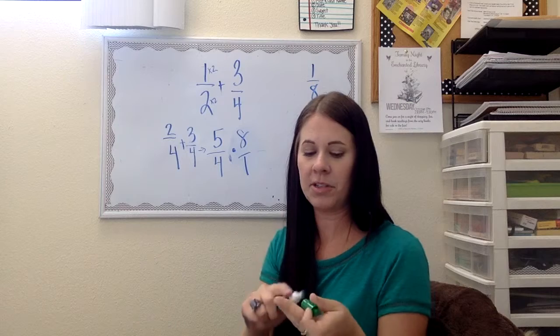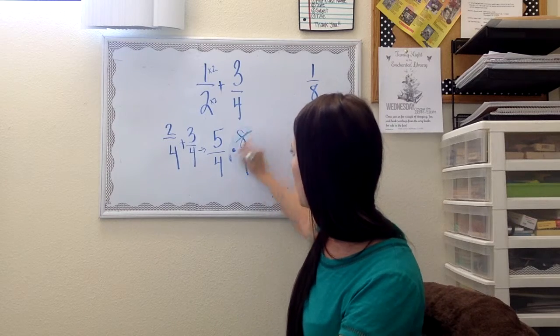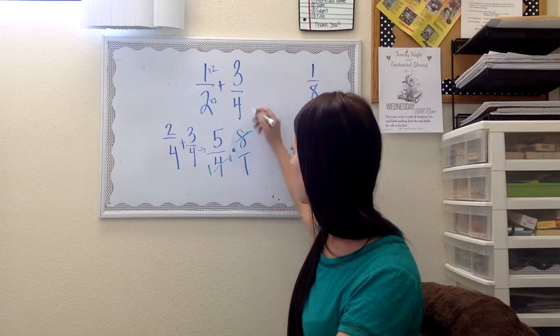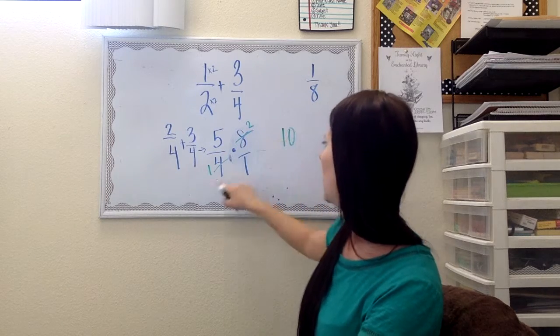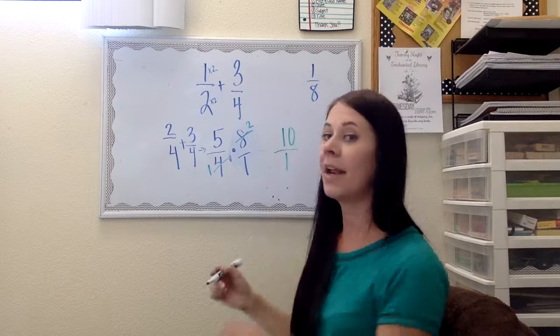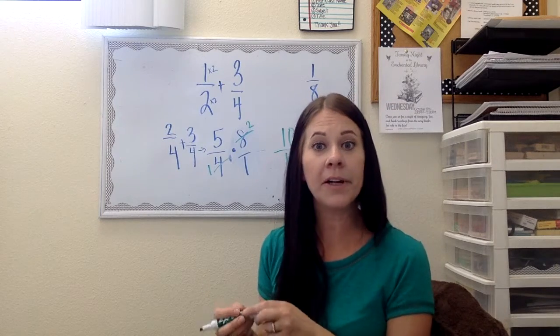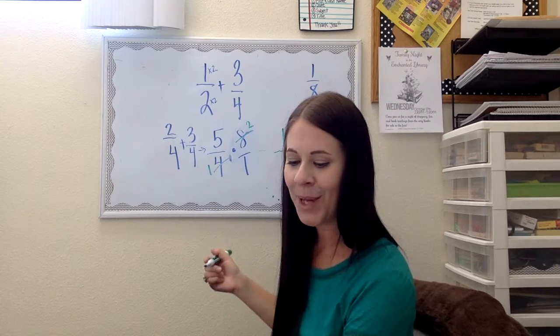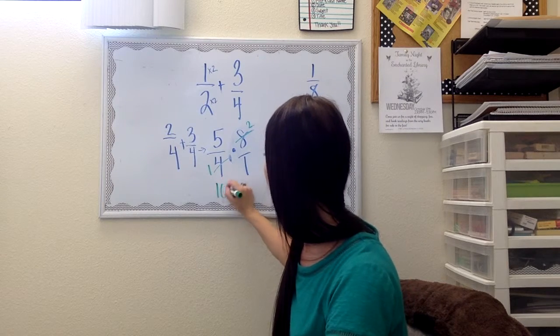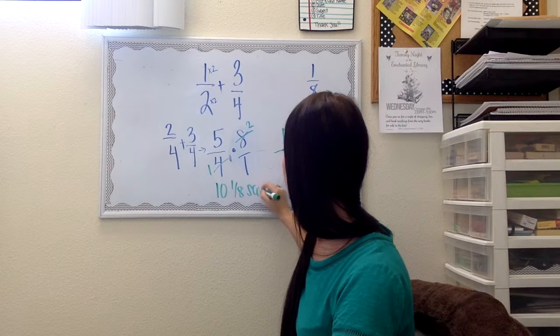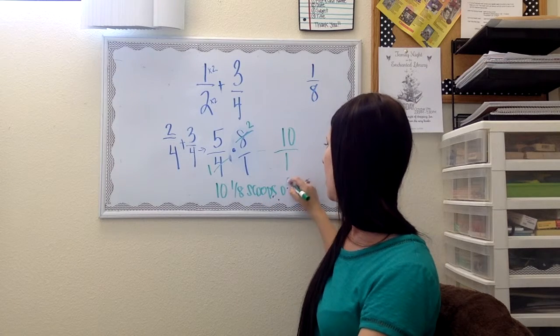Check your paper. Make sure you're still with me. Then we cross multiply. 4 goes into itself once. It goes into 8 twice. I multiply what's left. 5 times 2 is 10. 1 times 1 is 1. And then I got to remember what I'm talking about. We are no longer talking about lentils. We are talking about 10 1/8 scoops. In this case, it's of liquid.